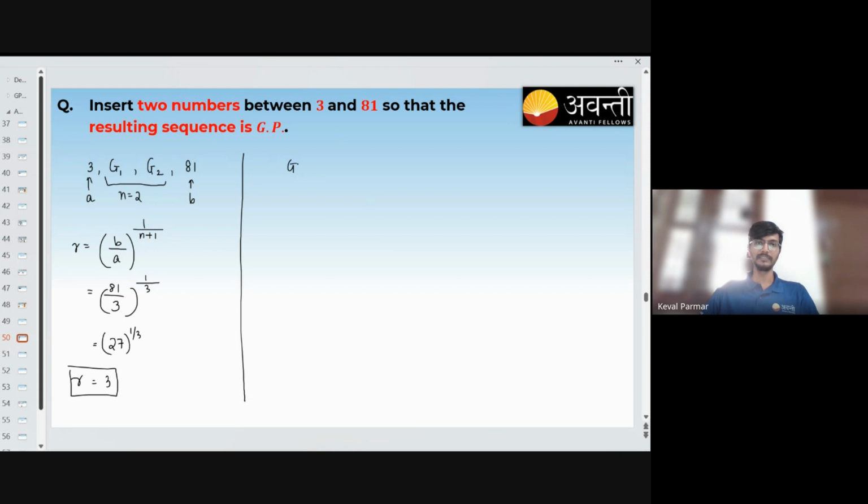So let's find G1 and G2. Please remember, G1 is basically the second term, so it is A into R. A is 3 and 3 threes are 9. Similarly, G2 will be AR square, which is 27. So my two terms are 9 and 27. Yes, superb, Rashmi. Before I got an answer, you were giving it. Your speed is very good.